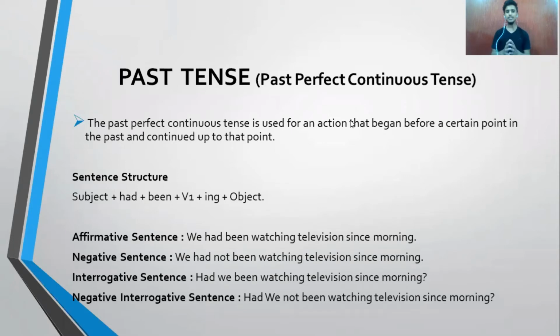In an interrogative sentence, first we put the helping verb and then the same structure follows. Had we been watching television since morning? In a negative interrogative sentence, first we put the helping verb, then the subject, and then "not" because it is also a negative sentence, and then the same structure follows. Had we not been watching television since morning?